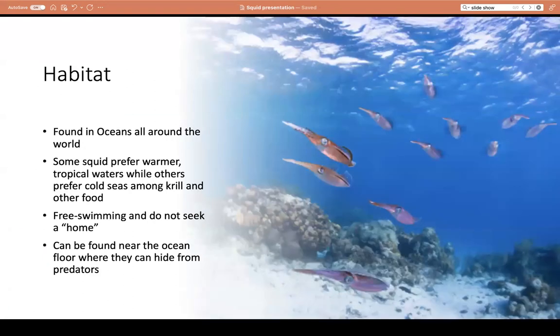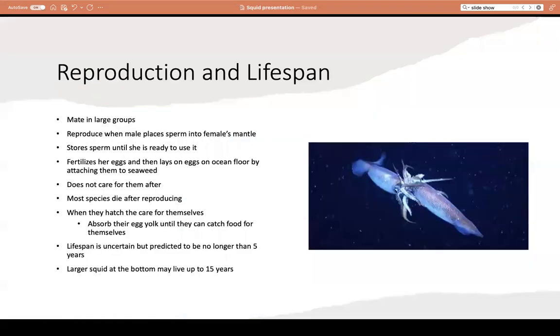So first up, we're going to talk about their habitat. They can be found in oceans all over the world. They do prefer different climates depending on the species. Some prefer warmer and tropical waters, while others prefer cold seas. They're free swimming, which means they don't seek a home, and some, typically the bigger ones, can be found on the ocean floor where they can hide from predators.